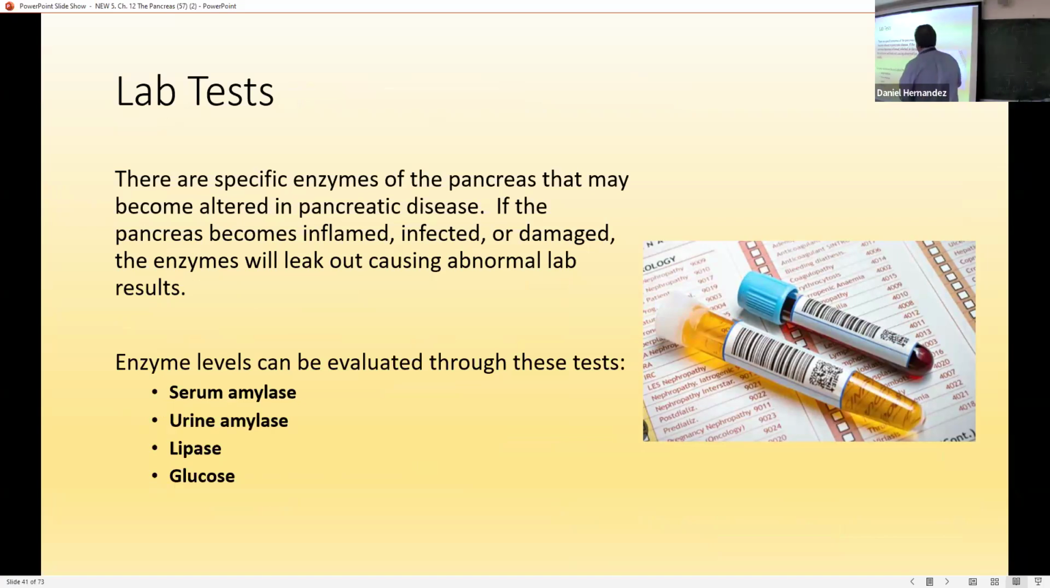So lab tests, like I said, it's important to familiarize yourself with these enzymes because these are some of the markers that we look at when a patient comes into the hospital or to a doctor's office. So they might be sent to you for an exam to assess the pancreas because of some of this blood work.